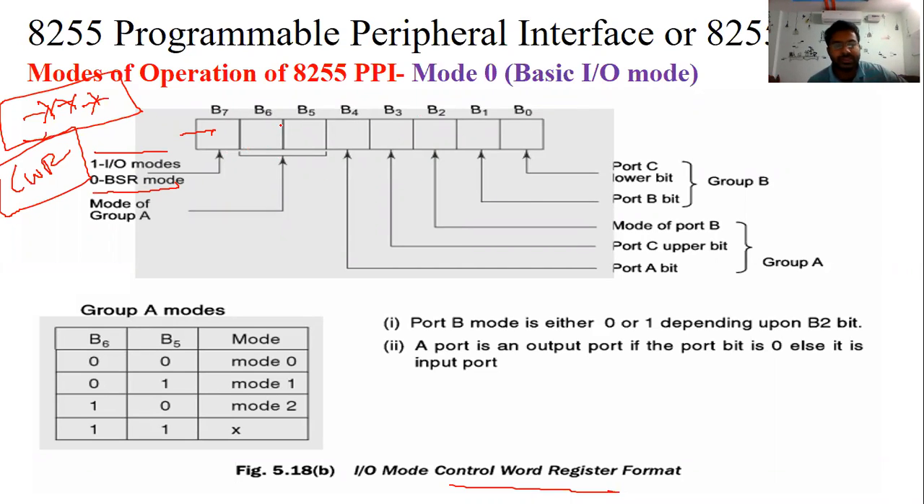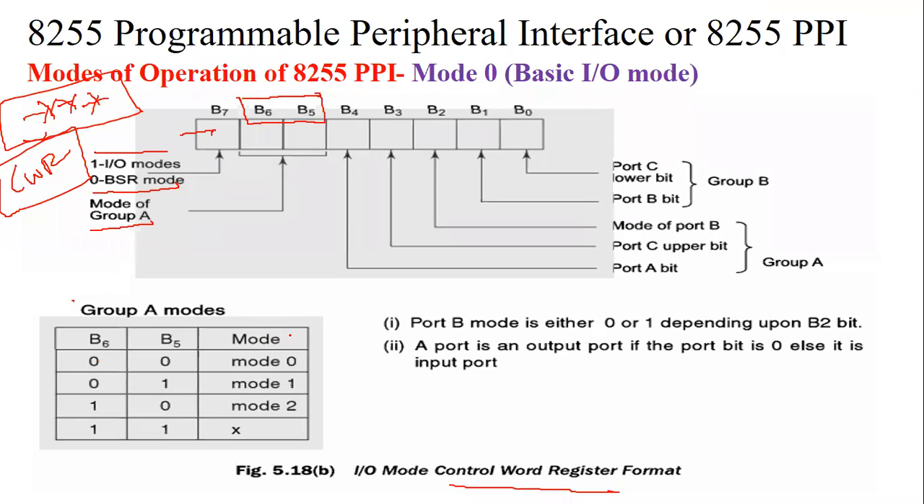Out of these 7 bits, B6 and B5, these 2 bits will indicate the group A. You know that this entire 8255 is divided into group A as well as group B. So B6 and B5 bits will indicate the group A modes. Now see this B6 and B5 bit: mode 0, mode 1 and mode 2.